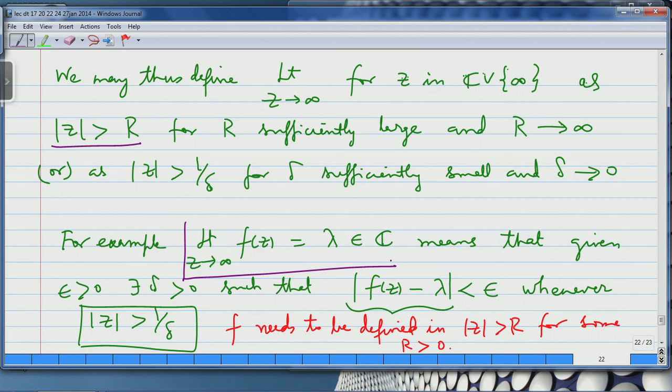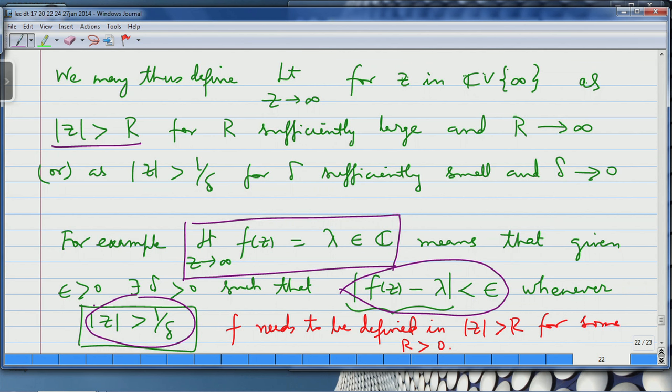And therefore, we defined the limit as z tends to infinity of f of z equal to lambda, where lambda is a complex number, to mean the obvious thing: as z approaches infinity, f of z should approach lambda. Which means that the distance between f of z and lambda can be made as small as you want, provided you make z sufficiently close to infinity, and that is reflected by choosing this delta. The hypothesis is that there is a delta given an epsilon. Now this is how you define the limit as z tends to infinity.